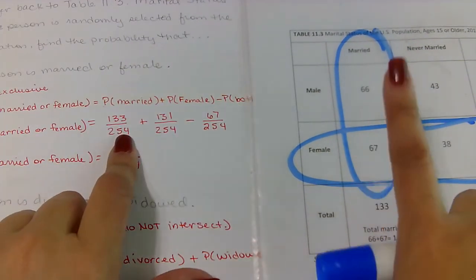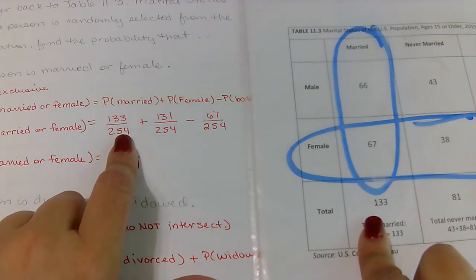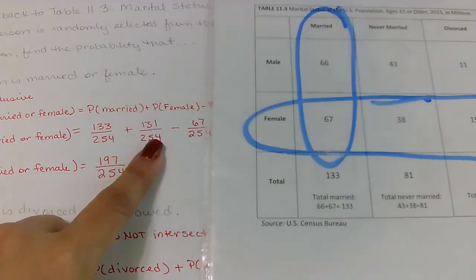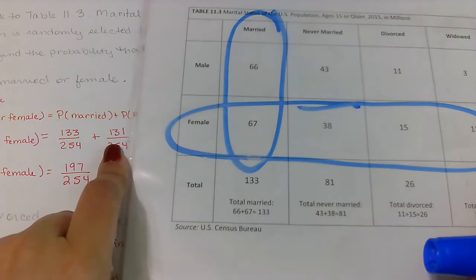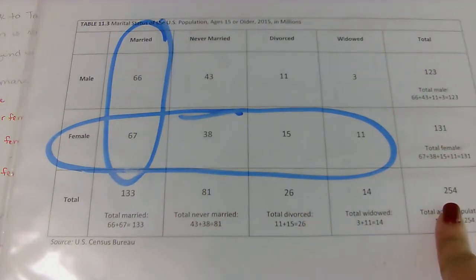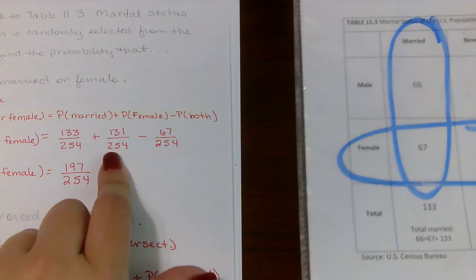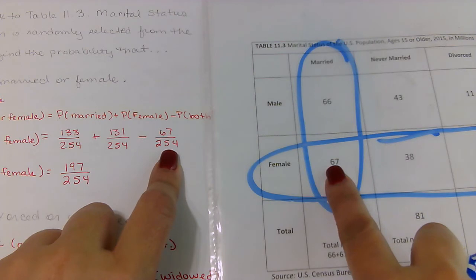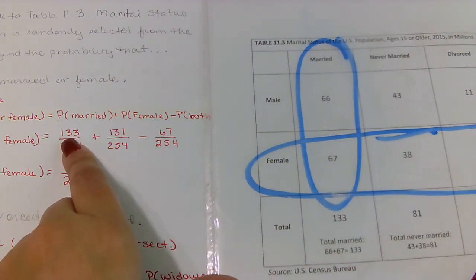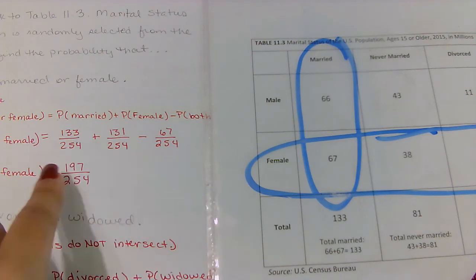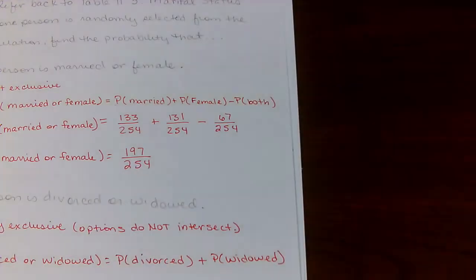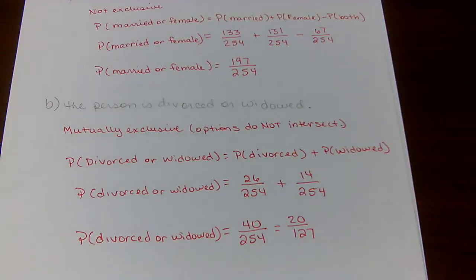Okay, so in the married column, we have 133 out of our total, which is 254. So I have that there. Plus the female portion, I have 131 out of 254 that are female, minus the part that I circled twice, which is 67 out of the total, which is 254. Use a calculator just for the numerator part, and you should get 197, and then the denominator will stay at 254.